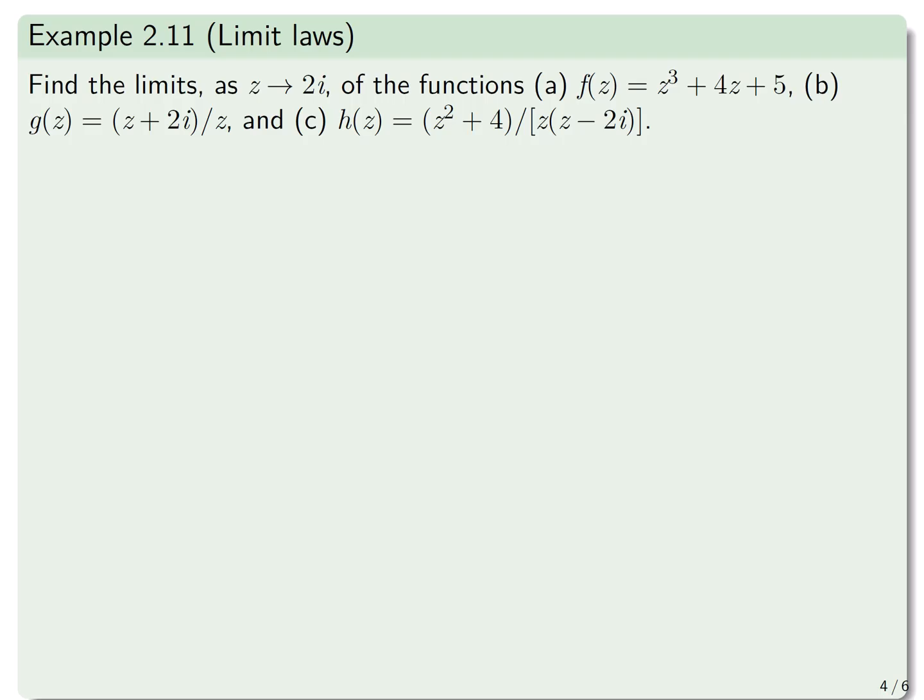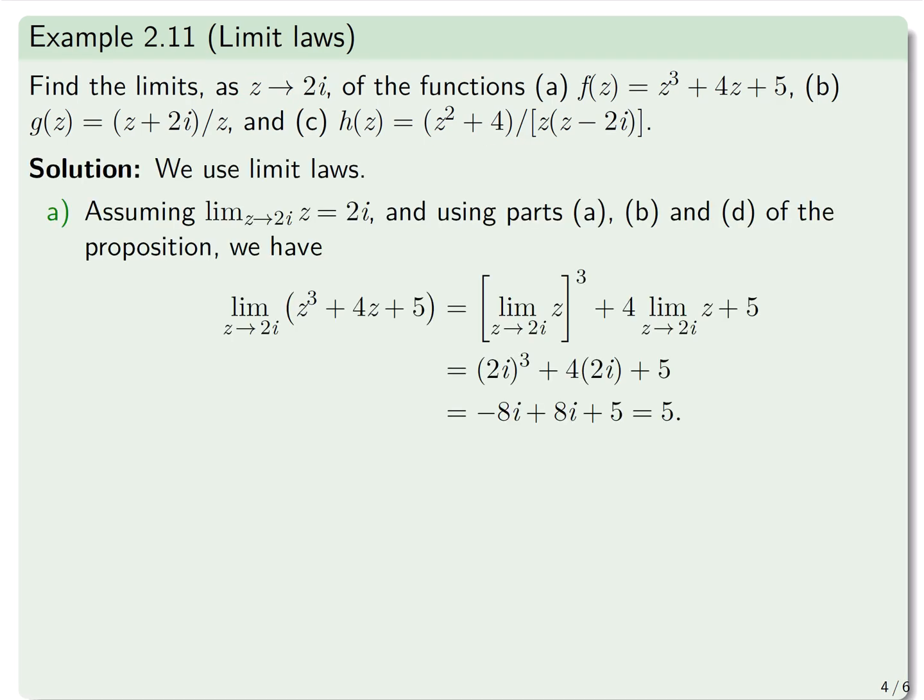Okay, so let's look at this problem. Example 2.11, limit laws. Find the limits as z goes to 2i of the functions. The first one is z cubed plus 4z plus 5. B is the quotient (2 plus 2i) divided by z, and h(z) is another quotient: z squared plus 4 divided by z times (2 minus 2i), z minus 2i. So let's go one by one.